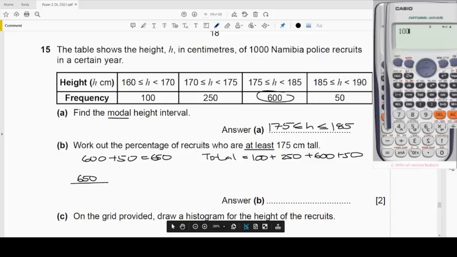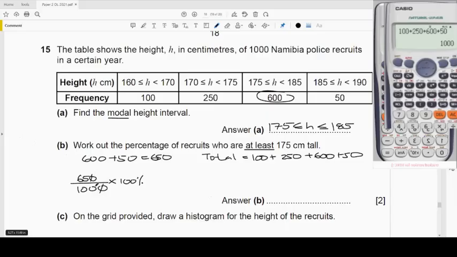So we have 100, 250, 600, 50, that is 1,000. I didn't even need to work it out. It's given to me over here, but anyway, we all have some of those moments. So this is 1,000. Okay, and then you'd multiply this by 100%. Okay, so that you can do on your calculator, but you don't need a calculator because you can see that these two will cancel, those two, and the answer will be 65%. Okay.